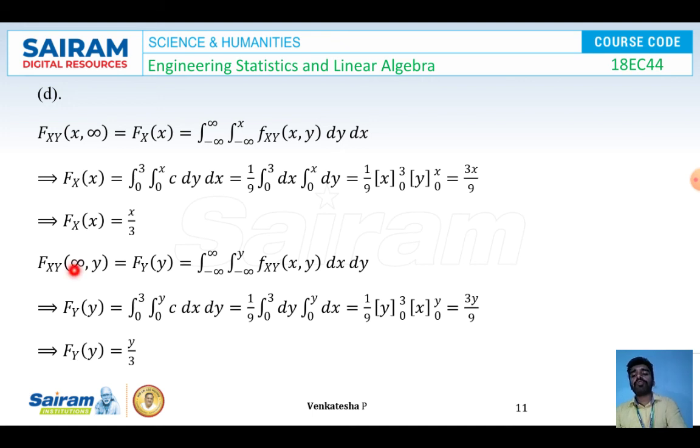Similarly, f_XY of infinity comma y is given by f_Y(y) equals the integration from minus infinity to plus infinity, integration from minus infinity to y of f_XY(x, y) dx dy. So replacing the limits for y as 0 to 3 and for x as 0 to y, I got the expression f_Y(y) is equal to the integral from 0 to 3, integral from 0 to y of c dx dy. Taking the constant c equal to 1 by 9 outside, I got 1 by 9 into the integral from 0 to 3 of dy, integral from 0 to y of dx. After integration I got y between the limits 0 to 3, and x between the limits 0 to y. Simplifying that, I got the expression 3y by 9. So f_Y(y) is equal to y by 3.